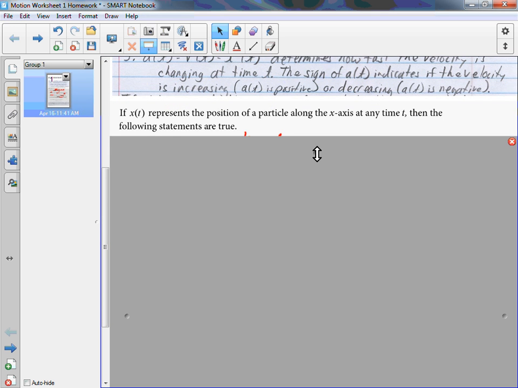If x of t represents the position of a particle along the x-axis at any time t, then the following statements are true. Initially means when what equals 0?